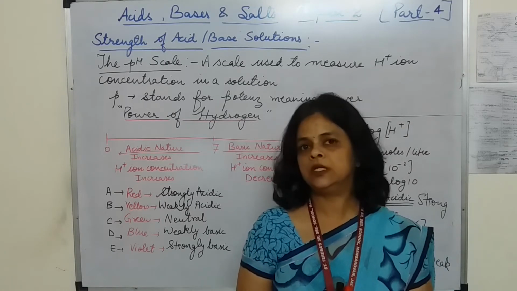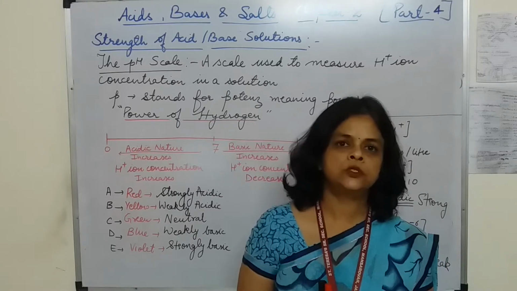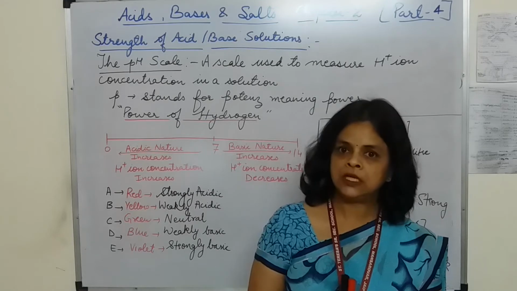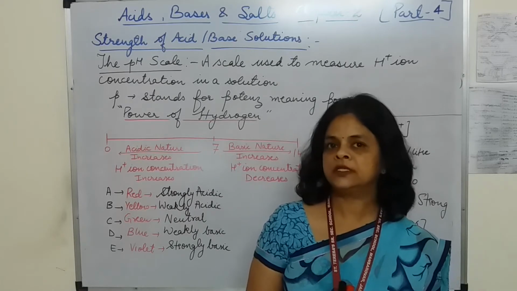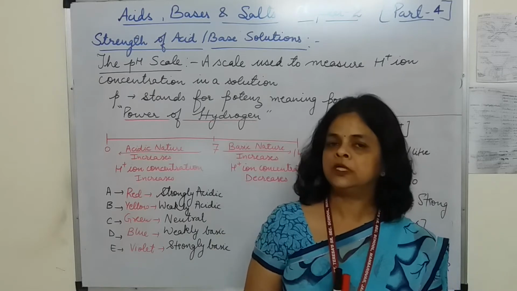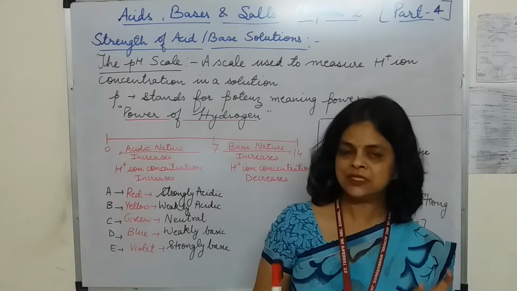Suppose two test tubes are there and one is having hydrochloric acid and another is having sodium hydroxide. And if you use phenolphthalein as an indicator in hydrochloric acid, it will remain colorless, and if you add a few drops in the NaOH, it will turn pink. That shows that one is base and one is acid.